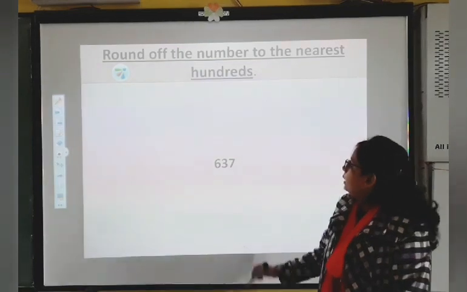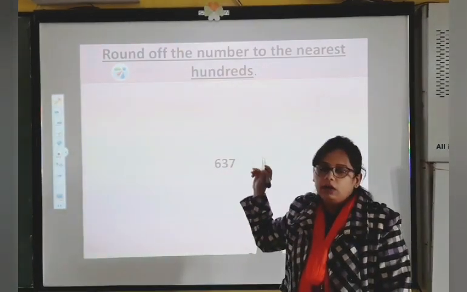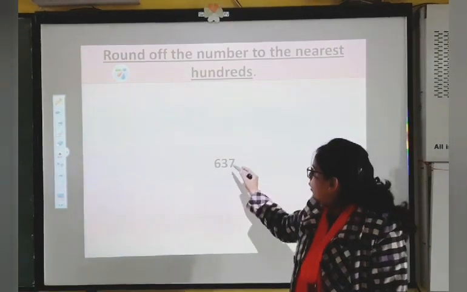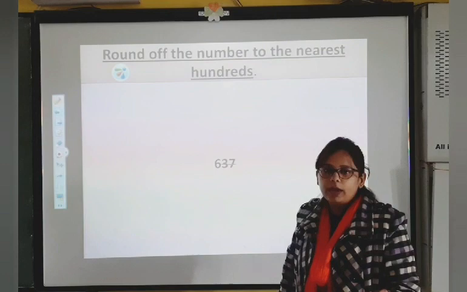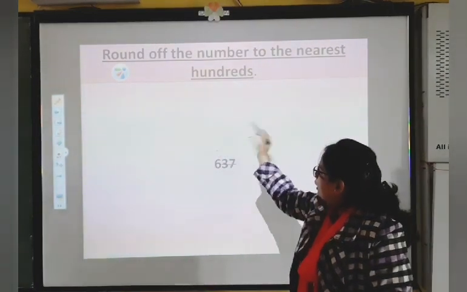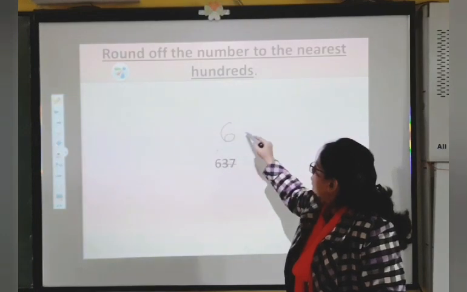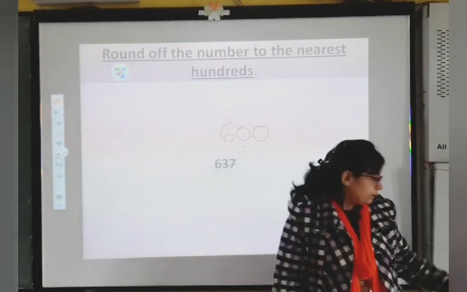Now another example where the digit on the tens place is less than 5. So now if the digit on the tens place is less than 5, then you don't need to do anything, you don't need to add 1, just write the digit on the left side, 6, then double 0, that is 600.